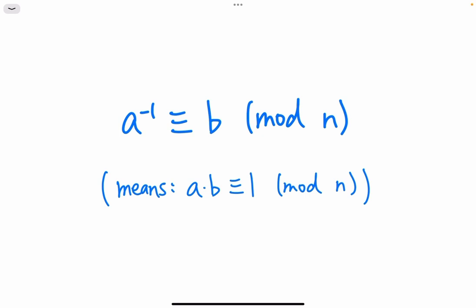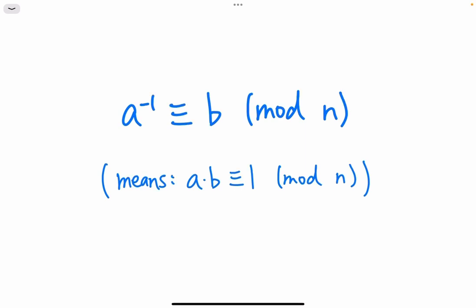And we write it this way so that when people see it, they know that it satisfies the equation that a dot b is congruent to 1 mod n. It looks kind of different if you look at it in a congruence sense, but it allows people to know that it is a multiplicative inverse of another number.